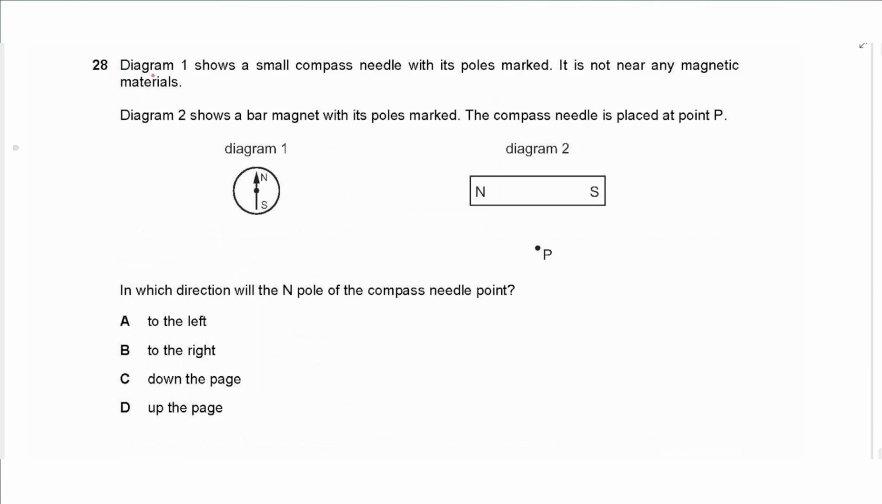Question 28 says diagram 1 shows a small compass needle with its poles marked. It is not near any magnetic materials. Diagram 2 shows a bar magnet with its poles marked. The compass needle is placed at point P. In which direction will the N pole of the compass needle point? So if we draw the magnetic field line from the N pole to the S pole, it should be pointing this way. So the N pole will point in the same direction because the N pole is always in the same direction as the field. So here it is pointing to the right, so the answer is B.